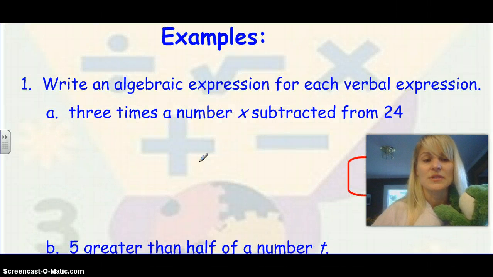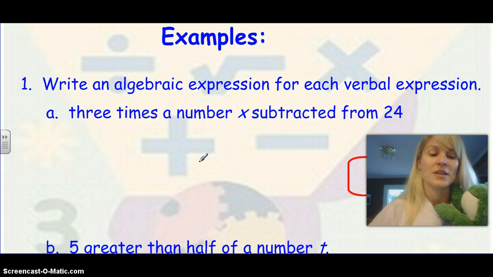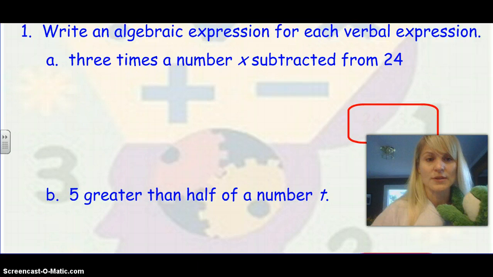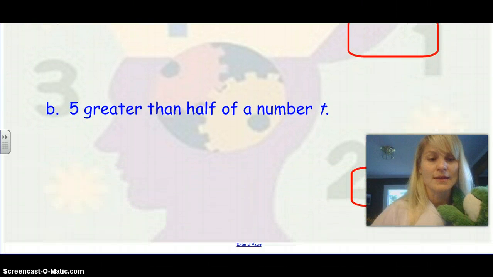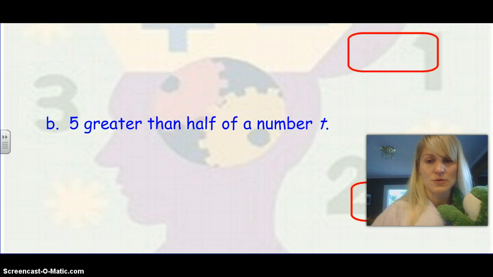All right, let's go on and look at a couple more things. We're going to be looking at examples like this. Write an algebraic expression for each verbal expression. So basically we want to come up with the equation. So we have 3 times a number x subtracted from 24. So if you're getting good at this, actually let's go ahead and have you finish this one and this bottom one. So pause it when you need to. 3 times a number subtracted from 4, write the expression for that. And then 5 greater than half of a number t. So come in with the answer to those 2 questions.